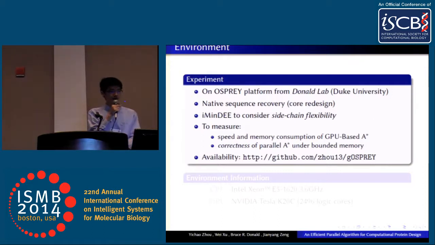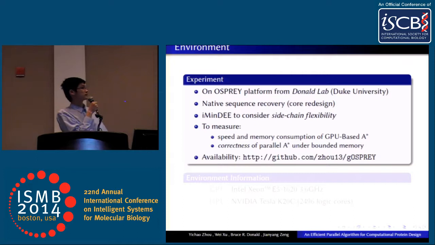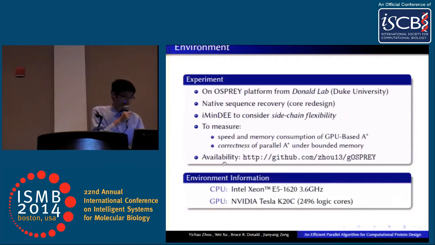In the experiment, we want to measure the speed and the memory consumption of our parallel A-star algorithm. And we also want to know how our parallel A-star algorithm performs when it is under different memory pressure. Our software is available on GitHub as open source software. Our experiment is performed on an NVIDIA CUDA framework with 2,500 logic cores.